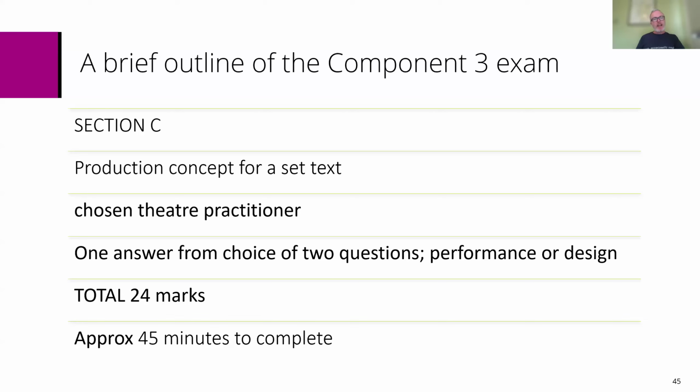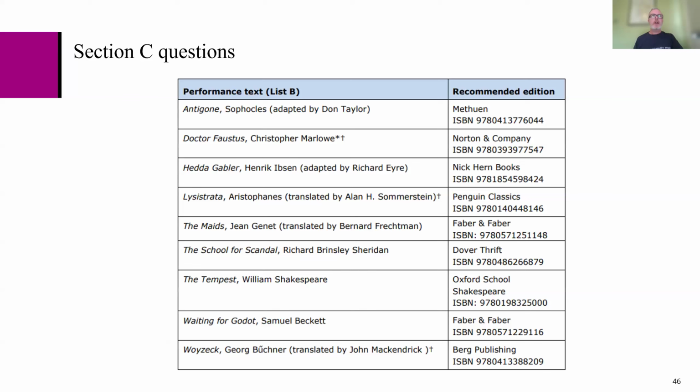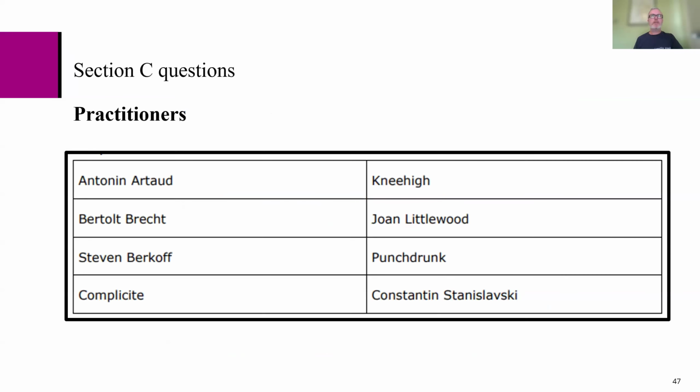In section C, students demonstrate their ideas for a production of a concept of a set text and how they're going to communicate that with the audience. There's got to be an awareness of the original performance conditions, and they're choosing one question from a choice of two. They're going to take in a clean copy of their script for this. It's worth 24 marks, and it's 45 minutes to do. I'm sure you know all of those plays. That's all in the specification.